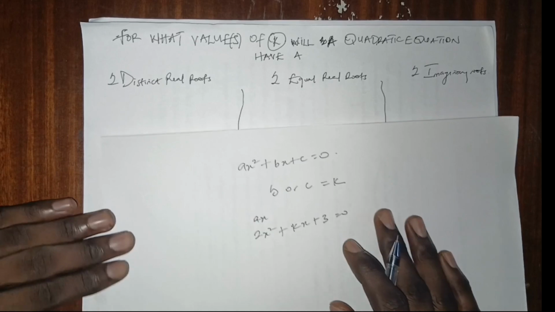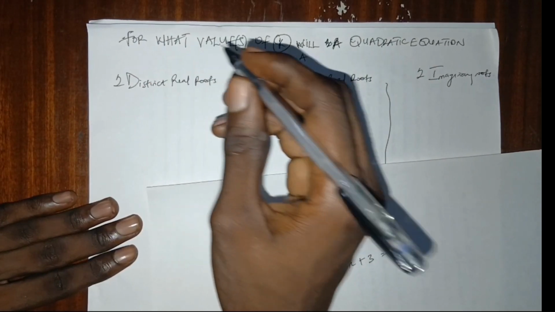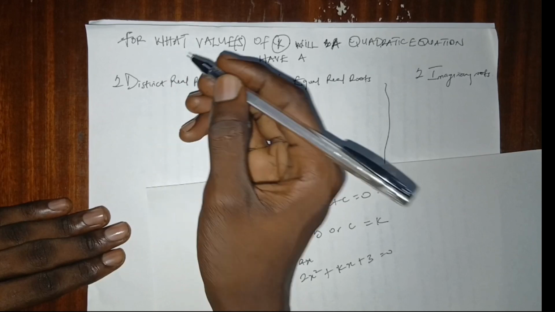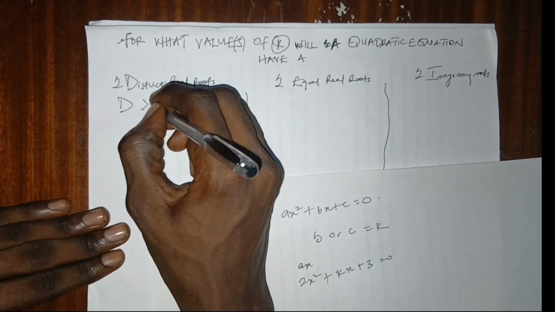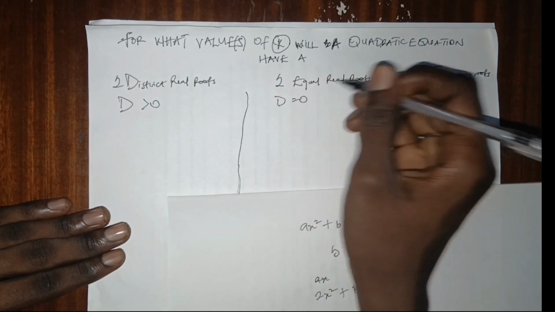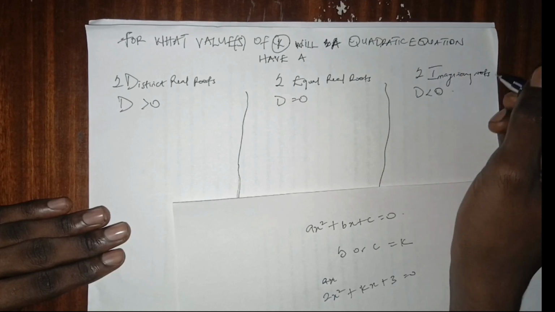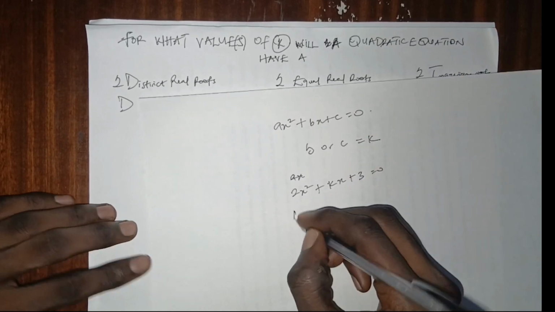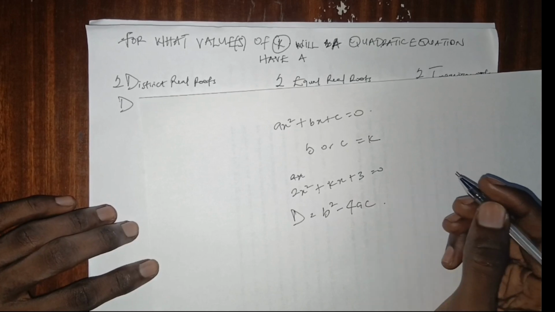In our previous video, I told you that in order to get real roots, you use the discriminant. The discriminant has to be greater than 0 for two distinct roots. For two equal roots, the discriminant has to be equal to 0, and for imaginary roots, D has to be less than 0. And we've established that our D is b squared minus 4ac, right?